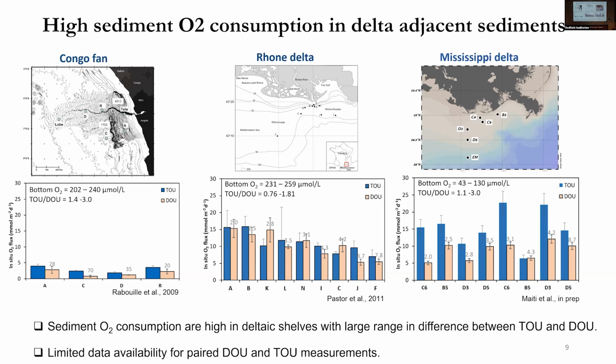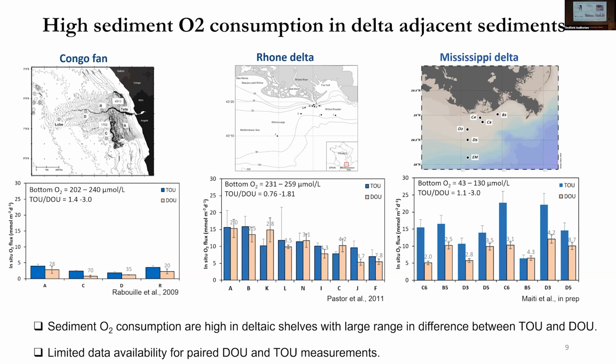The second difference we see is that DOU and TOU often don't match. That difference can be big here, or it can be very small in some of these cases. But there is a difference between TOU and DOU. So why is there a difference? Obviously, they are not measuring the same thing, so there should be a difference. But that can tell us quite a bit.